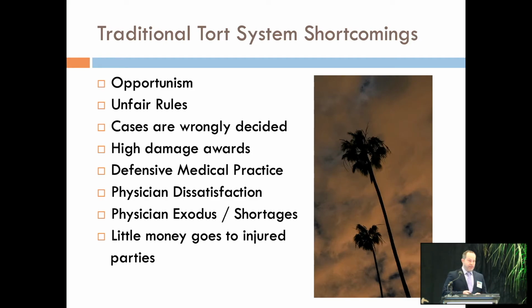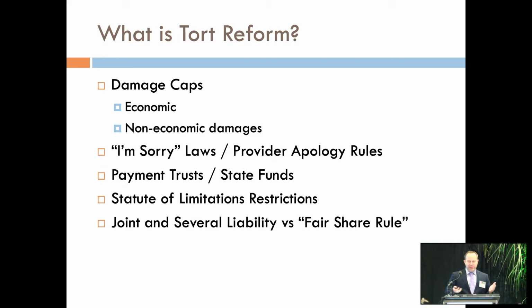This leads to physician dissatisfaction, physicians leaving states that are high liability environments, and finally, one of the really bad shortcomings is that the injured parties don't get much of the money that's designed to compensate them anyway. If we look at that Atul Gawande study, they're only getting about half. So how could we fix this system? One way is through tort reform. So tort reform is when we change the laws to be better and make a better system.